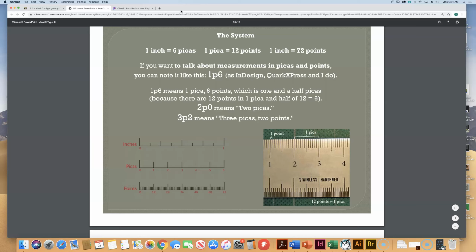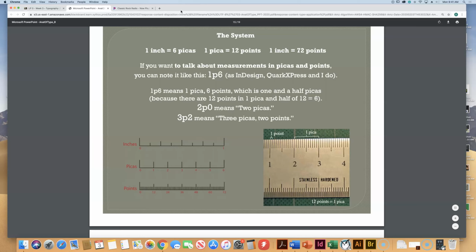And you can do this in InDesign. Instead of typing in point size, you can type in picas and points and use the letter P. So 1 pica, how much is 1 pica in points? 1 pica is this many points, 12. And then 6 left over, like remainder 6, so 12 plus 6, 18. That's 18 point type. So 1 pica, 6 points.